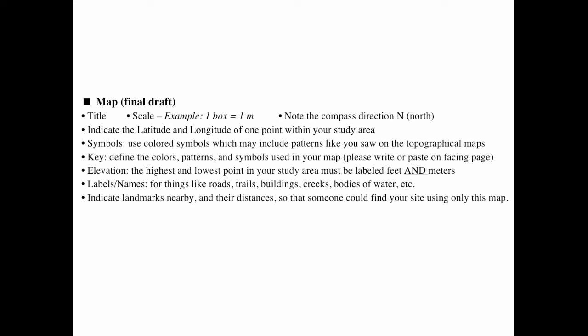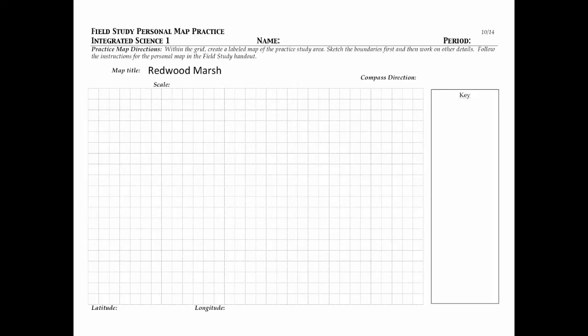Your title must be descriptive. It should not be something like my field study site. Let's title our practice map Redwood Marsh. This name indicates both its location, near Redwood High School, and the type of area it is, a marsh. Write Redwood Marsh on the practice worksheet next to the heading Map Title.